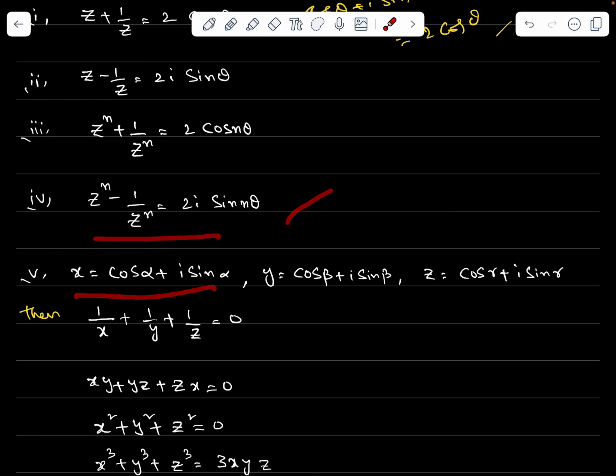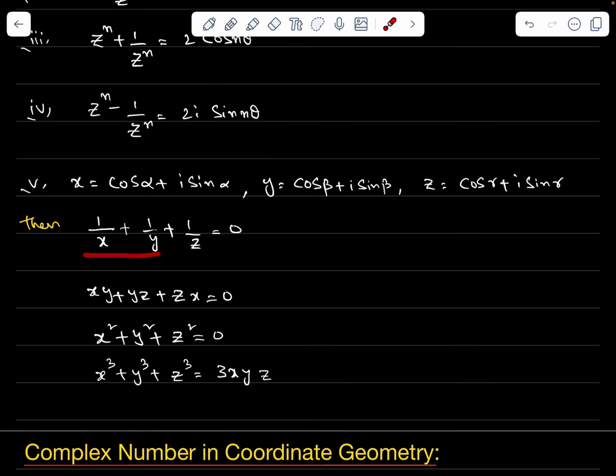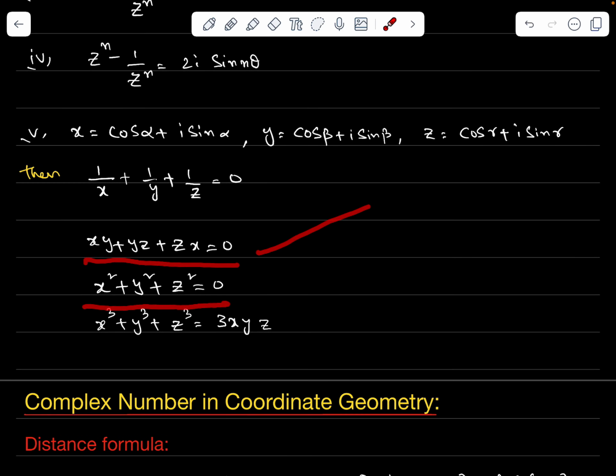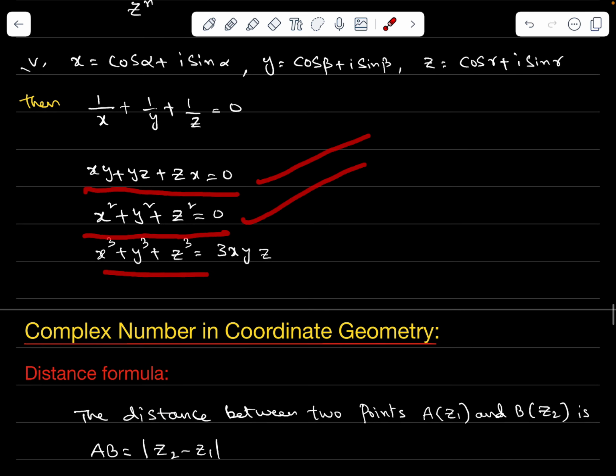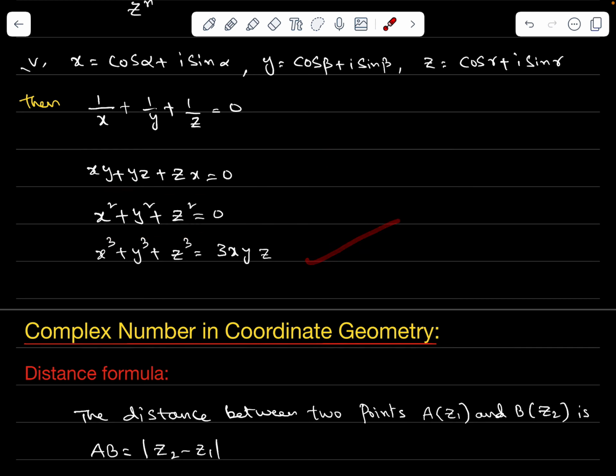x is equal to cis α, y is equal to cis β, z is equal to cis γ. Then these values are very important: 1/x + 1/y + 1/z equal to 0, xy + yz + zx equal to 0, x² + y² + z² equal to 0, and x³ + y³ + z³ is equal to 3xyz.